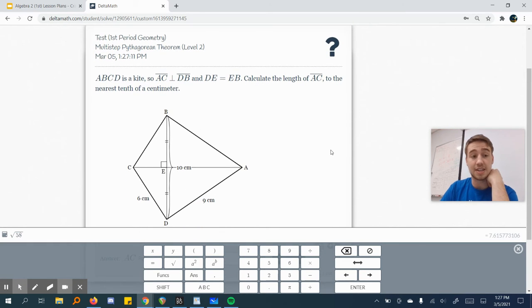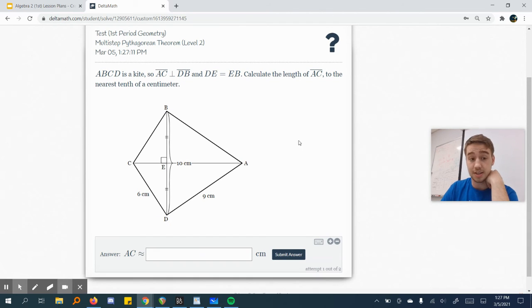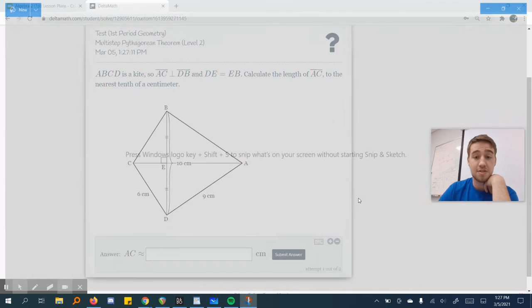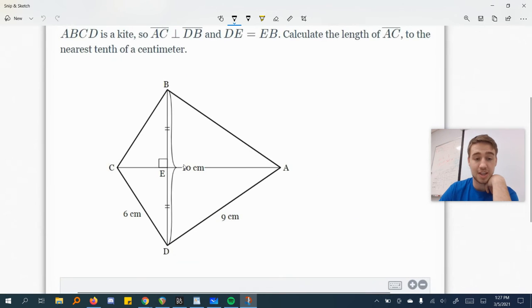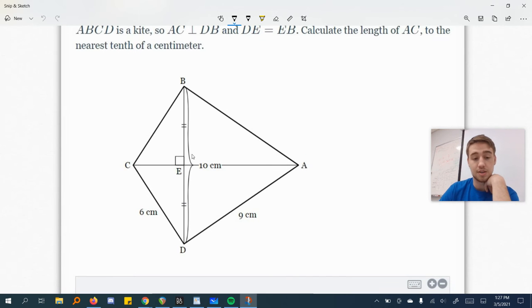You've got a kite, so it's a little different. We want the length of AC to the nearest centimeter from a kite. Now what we want to do with that is we know that this bit here is 10 centimeters. So we're going to solve everything that we can about this thing. We want the length of AC, which is interesting here.